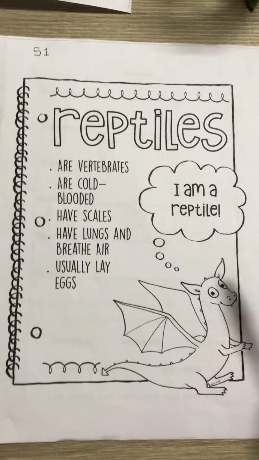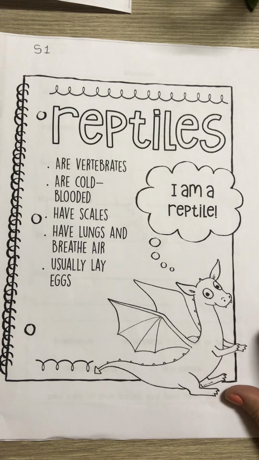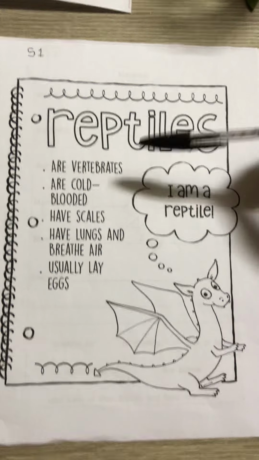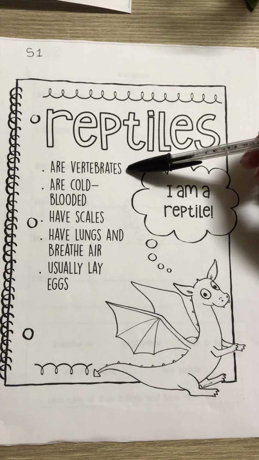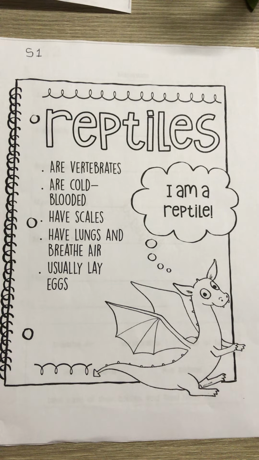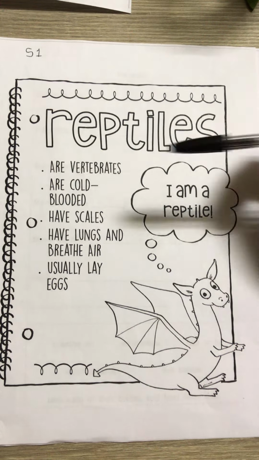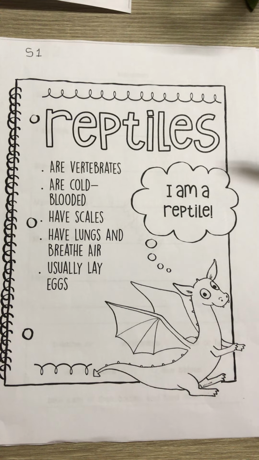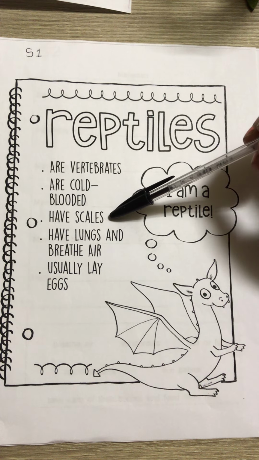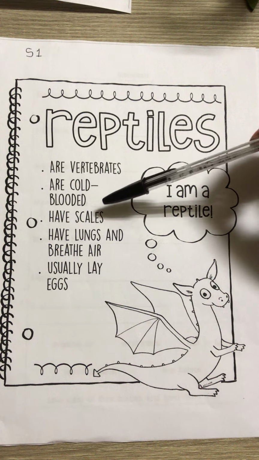Okay, this little buddy looks like a little dragon, and it says, I am a reptile. Okay, so reptiles are vertebrates. That means they have a backbone. So this is something that mammals and reptiles have in common. They both have backbones. Reptiles, however, are cold-blooded, not warm-blooded like mammals. Reptiles are cold-blooded. That means they cannot control their own body temperature. Reptiles have scales. They don't have fur or hair. They have scales on their body.